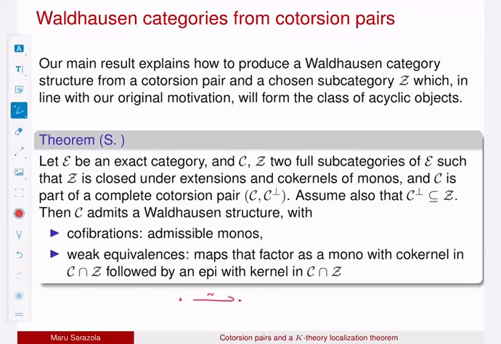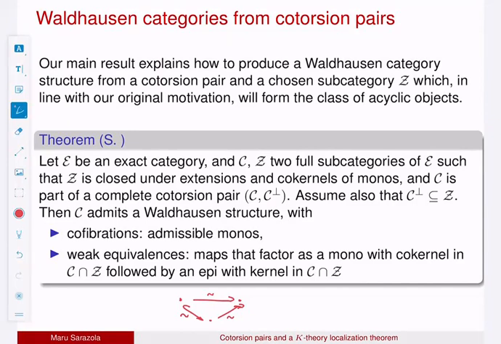So a map like this is a weak equivalence precisely if we can factor it as a mono with a trivial cokernel followed by an epi with trivial kernel. And this is going to be our class of weak equivalences. So of course, in order to prove this theorem, one has to grab these classes and check off all the axioms of Waldhausen categories.